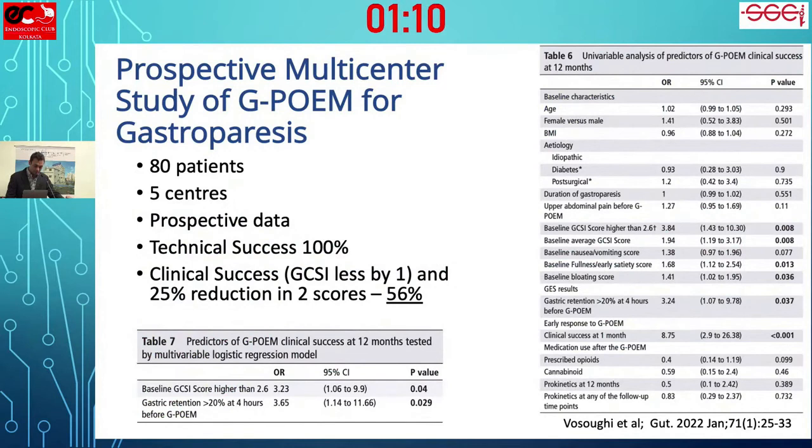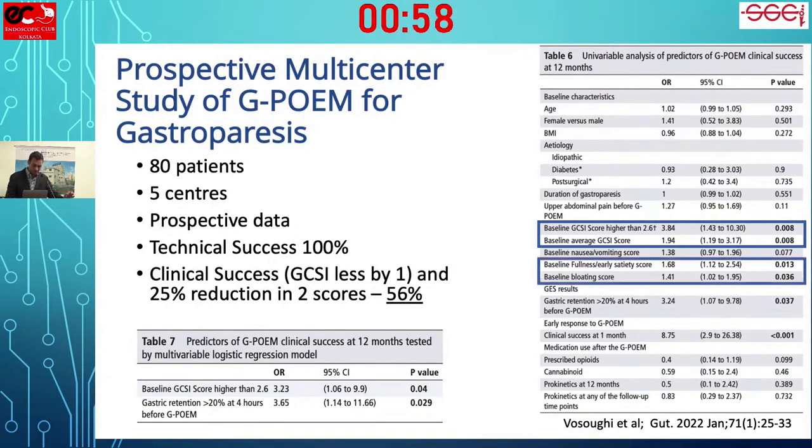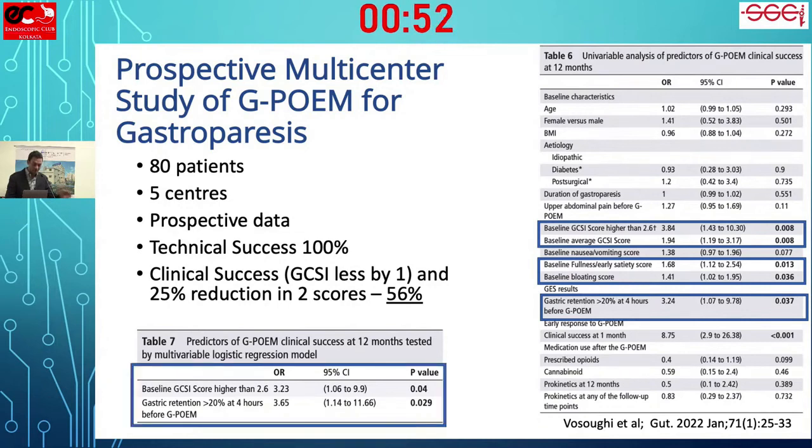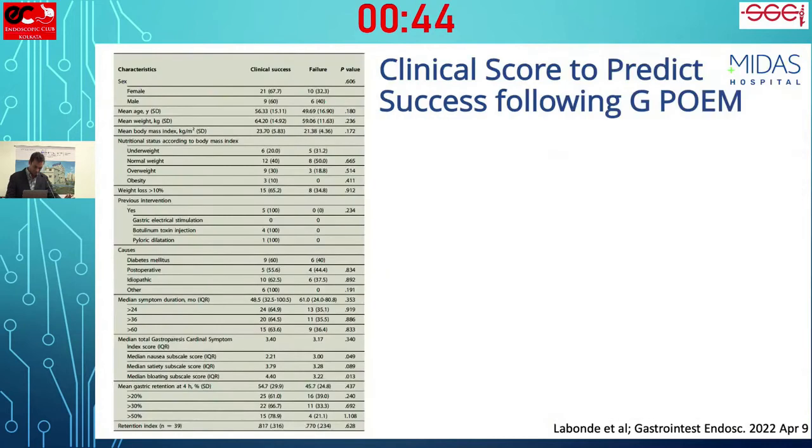This is a recent published study in Gut, 5 centers, 80 patients. 56% had response, and they looked at various factors. Baseline GCSI score more than 2.6, fullness, bloating, gastric retention more than 20% at 4 hours. So they found ultimately with multivariate analysis, high GCSI score and gastric retention more than 20% were predictive of success.